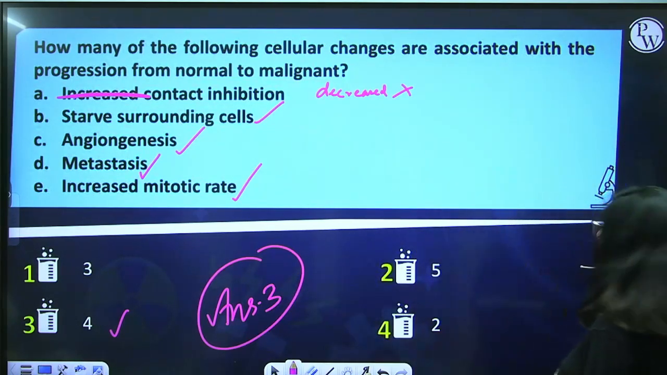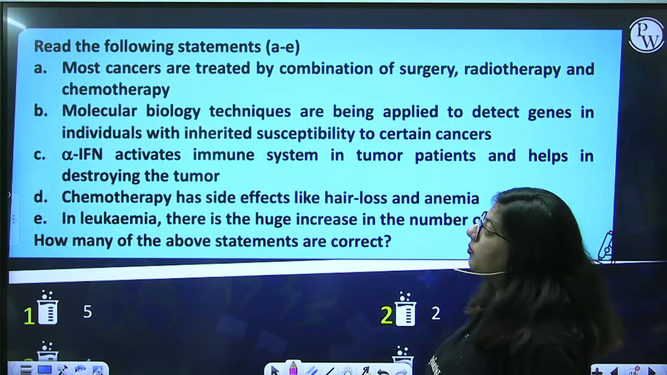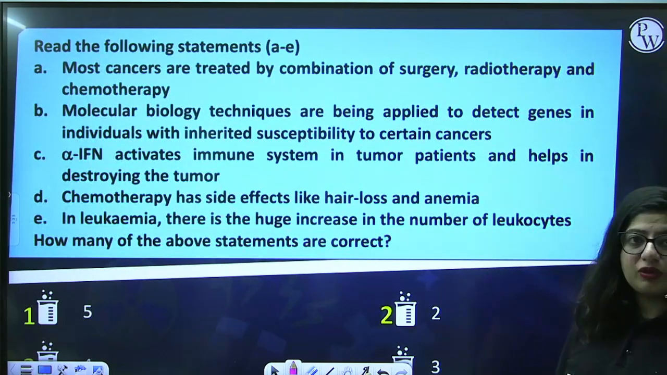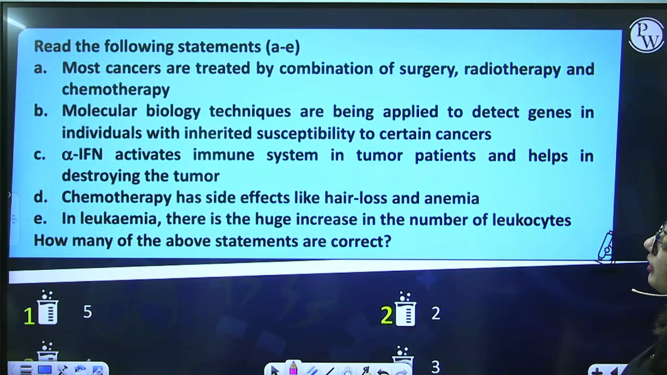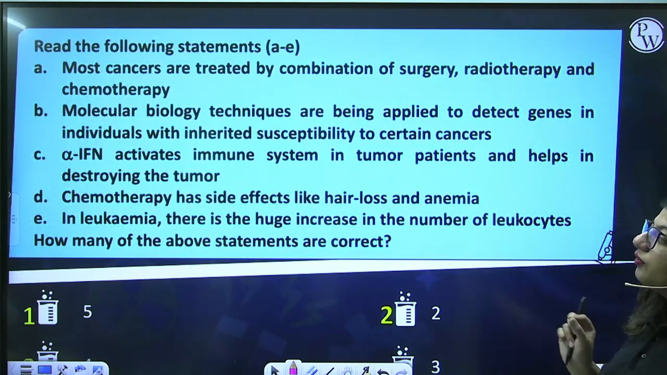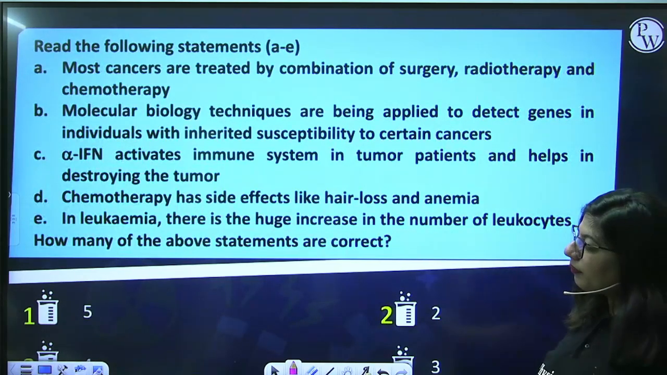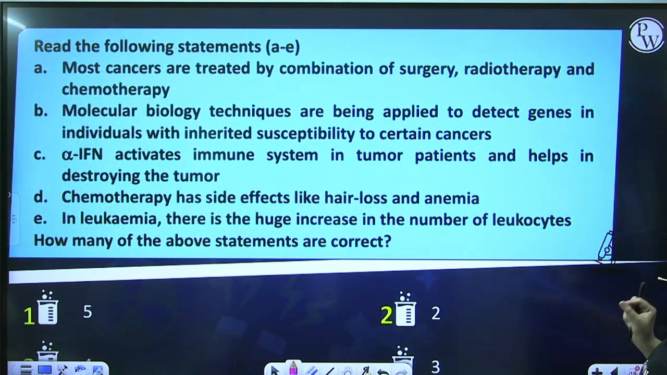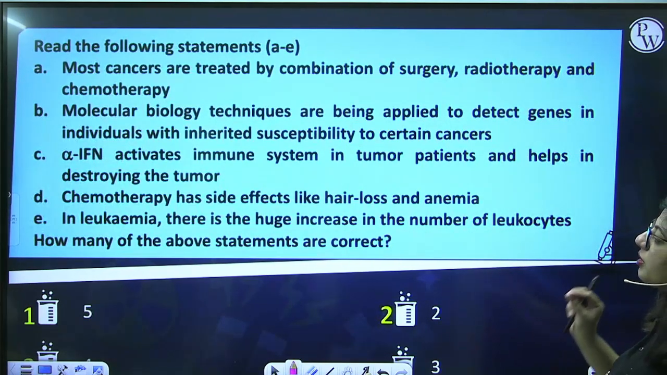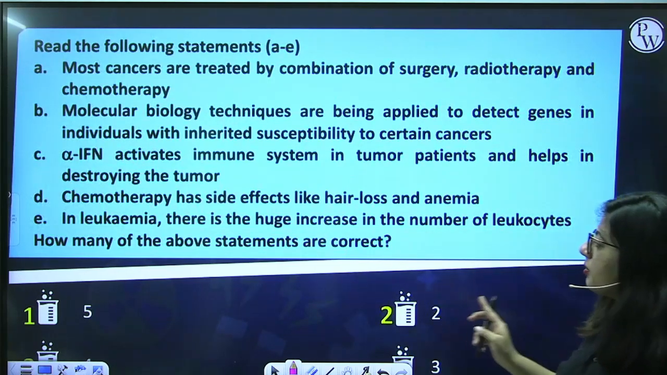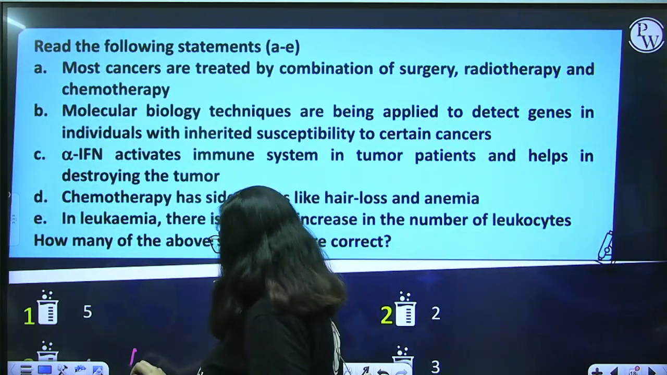Right, next. So next question, read the following statements. Most cancers are treated by a combination of surgery, radiotherapy and chemotherapy. Molecular biology techniques are being applied to detect genes in individuals with inherited susceptibility to certain cancers. Alpha interferon activates the immune system in tumor patients and helps in destroying the tumor. Chemotherapy has side effects like hair loss and anemia. In leukemia, there is a huge increase in the number of leukocytes. You have to tell how many statements are correct. This is not visible, but here it is 4.